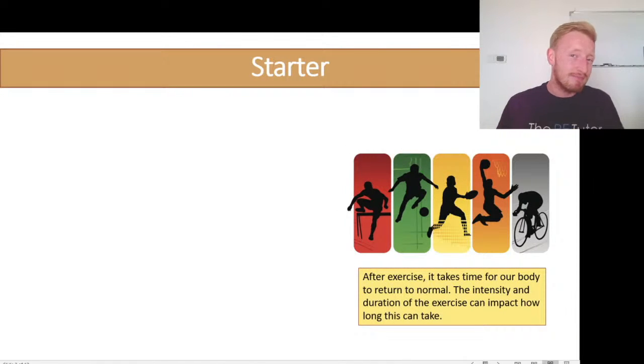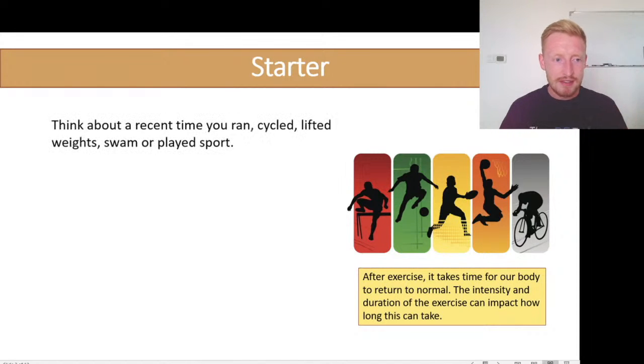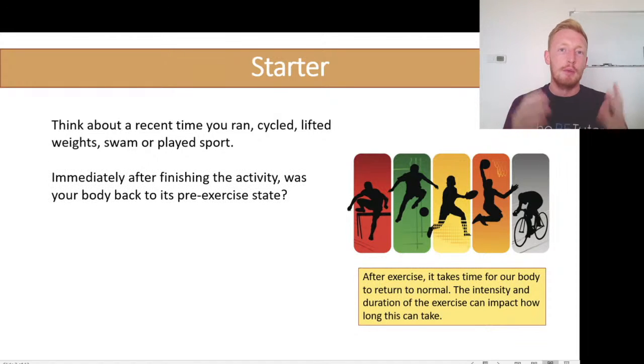It should run for about 15 to 20 minutes today. It's going to be quite a short lesson, but we're going to get straight into it with a bit of a starter. All I want you to do is think about a recent time that you ran, you cycled, you lifted weights, played sports, swam, did a triathlon, whatever you've done recently where you were active, and not just a walk, but a little bit more moderate. So from jogging upwards. Think of a recent time that you've been active, and after finishing, how did your body feel? What did you do post-exercise?